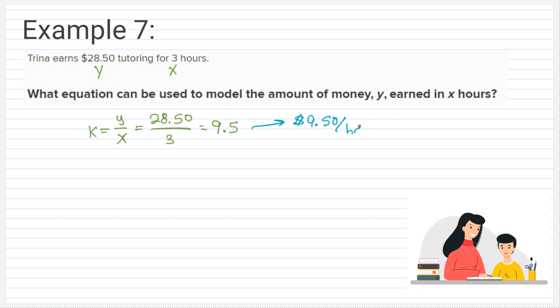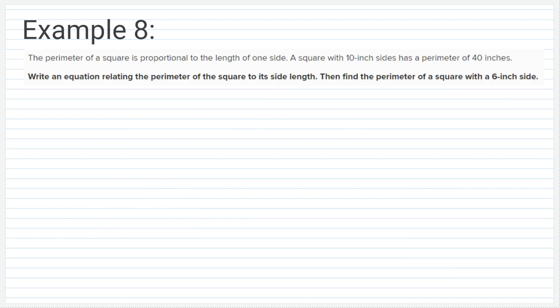Last but not least, after we figure out what k is, we're actually going to put it in the form y equals kx. So now that we know what k is, y equals 9.5x. So that is the equation we can use to model this situation. All right, so for this next example and the next two after this one, they're going to step it up a little bit in just the level of difficulty, because we're going to have a little bit more going on.